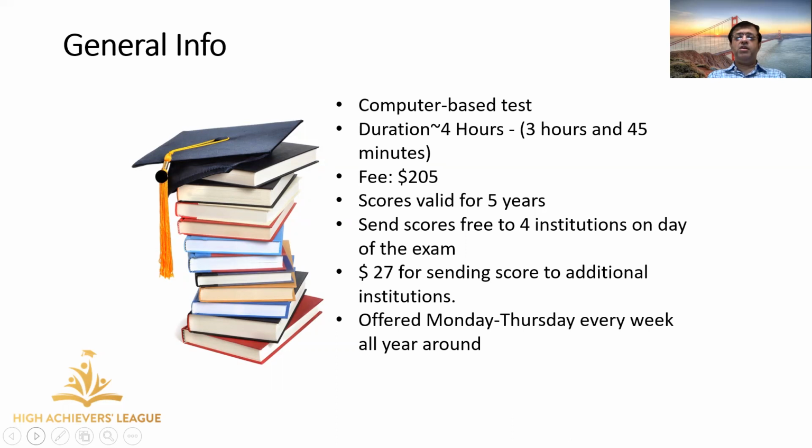So this means that when you actually go to the center to take the test, you should know codes of 4 universities or programs where you would like your GRE score to go. But after the test, if you want to send your score report to additional institutions, then you need to pay $27 for each additional institution.